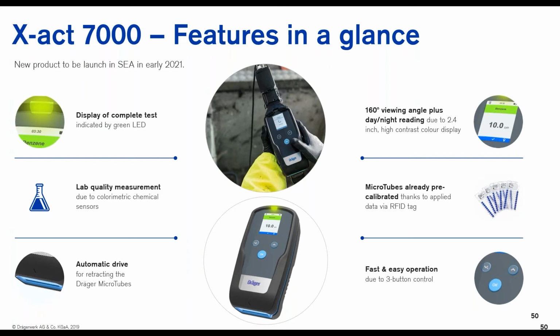And with this XS7000, one of the key things is that you can use your current accessories, for example, the Accuro pump and the extension hose, to do any confined space measurements. This is something that we will launch in early 2021. When the time comes, we will probably share more details about the product itself. And if you are keen, you can approach us and we can do a demo.